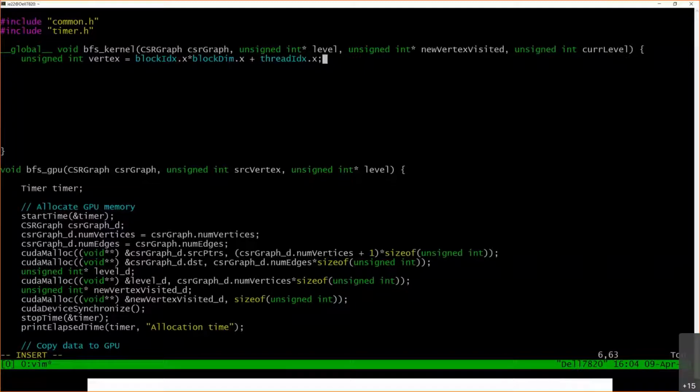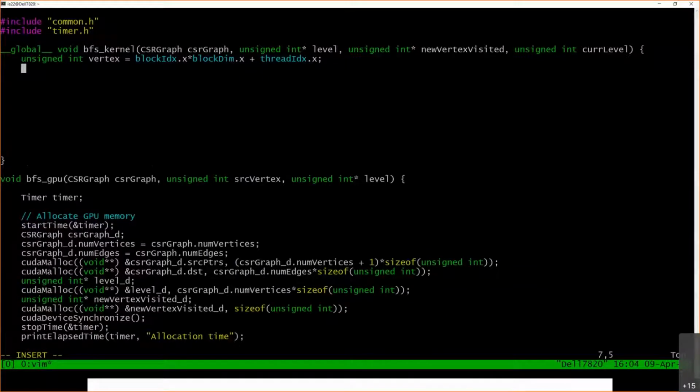And of course, because I could have excessive threads in the last block, I need to have a boundary check. So I'm going to need to check if this vertex is actually within bounds.